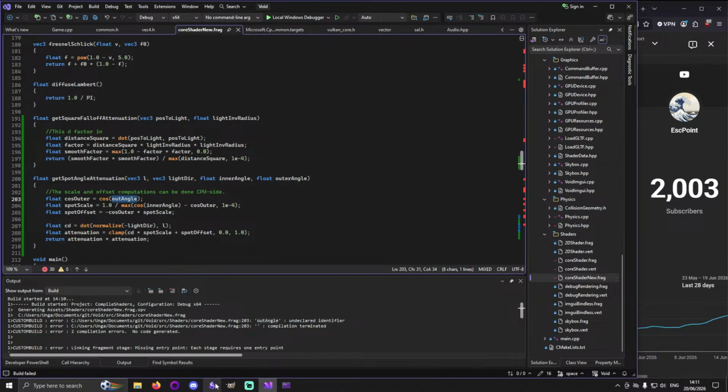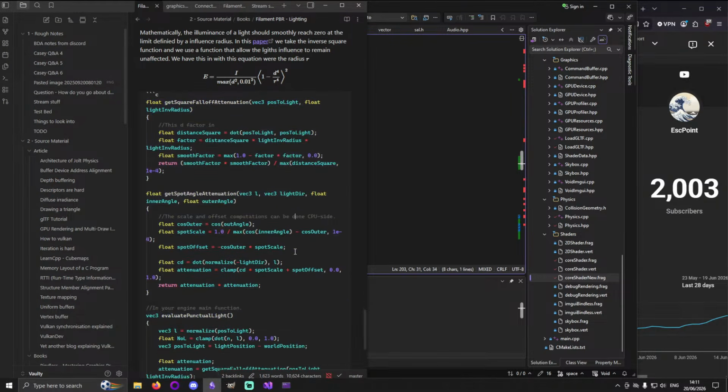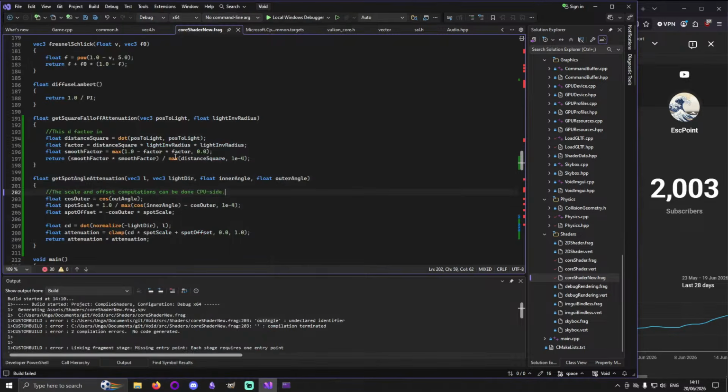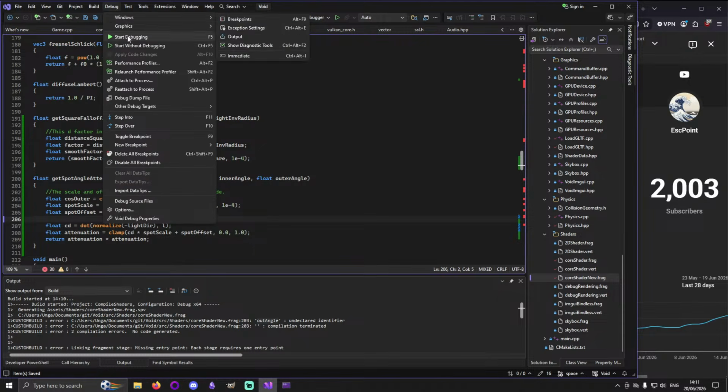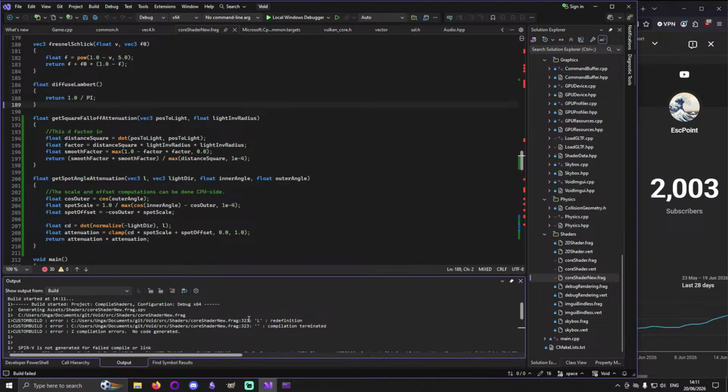Oh no, interesting. Let's look at this. What did I type in here? Oh, it is outer angle. Yeah, out angle. That's my mistake. So outer angle gets built again. I'm gonna clean up our code, one error at a time.